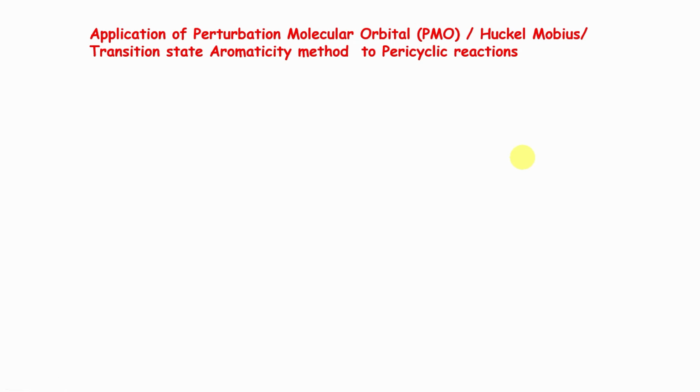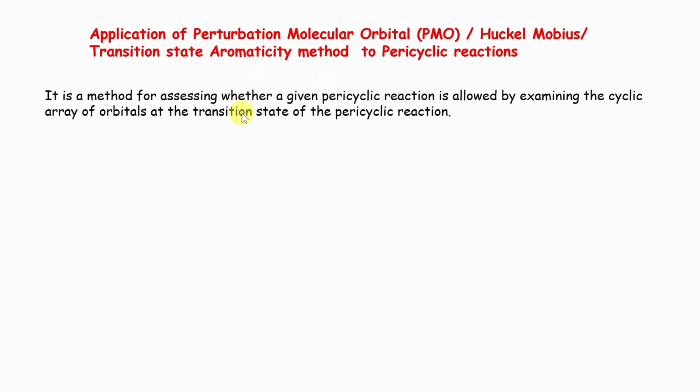In this video, we will discuss one of the important methods of analysis of pericyclic reaction, the perturbation molecular orbital method or PMO method, otherwise called Huckel Mobius analysis or transition state aromaticity method. It is a method for assessing whether a given pericyclic reaction is allowed simply by examining the cyclic array of atomic orbitals at the transition state of the pericyclic reaction. We are only examining the cyclic array of atomic orbitals in the transition state of the pericyclic reaction.